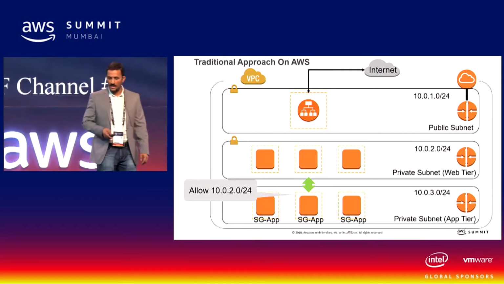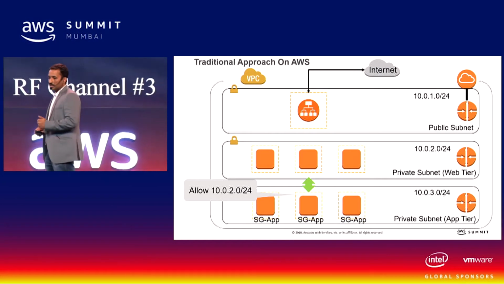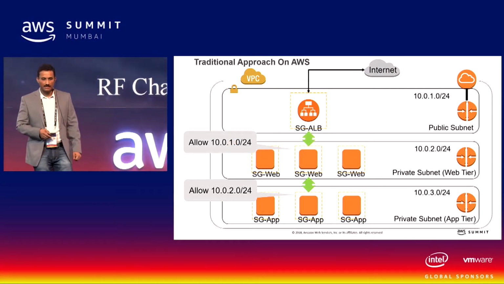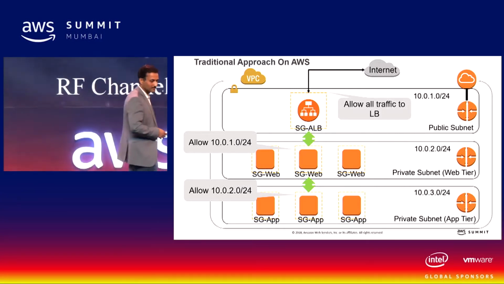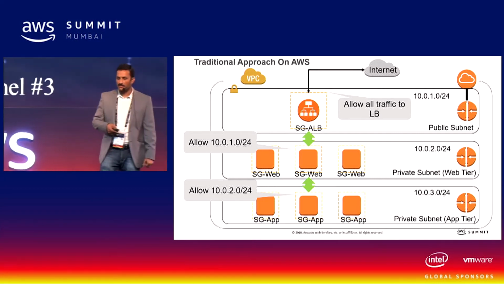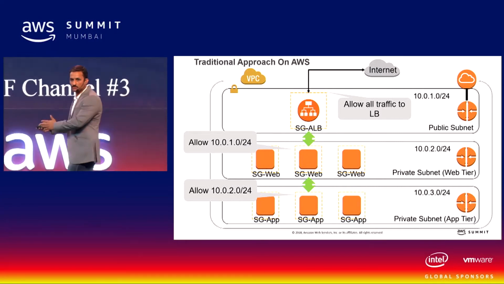So for example, on the app layer you will apply a security group which will allow traffic from the web server security group, right? Or the web server IP address range. In the same way, the security group at the application load balancer layer will take traffic from the internet, right? So this is the traditional approach on cloud, right?